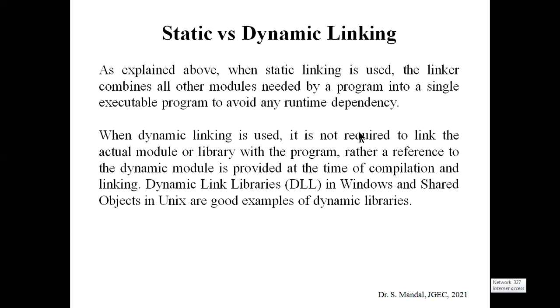And in the case of dynamic linking, it is not required to link the actual module or library with the program. Rather, a reference to the dynamic module is provided at the time of compilation and linking. So that is dynamic linking. It is more flexible, and the load time for dynamic linking will be less, because the libraries or object modules don't need to be defined at the time of loading. They can be loaded dynamically at runtime. Dynamic link libraries in Windows and shared objects in Unix are good examples of dynamic libraries.